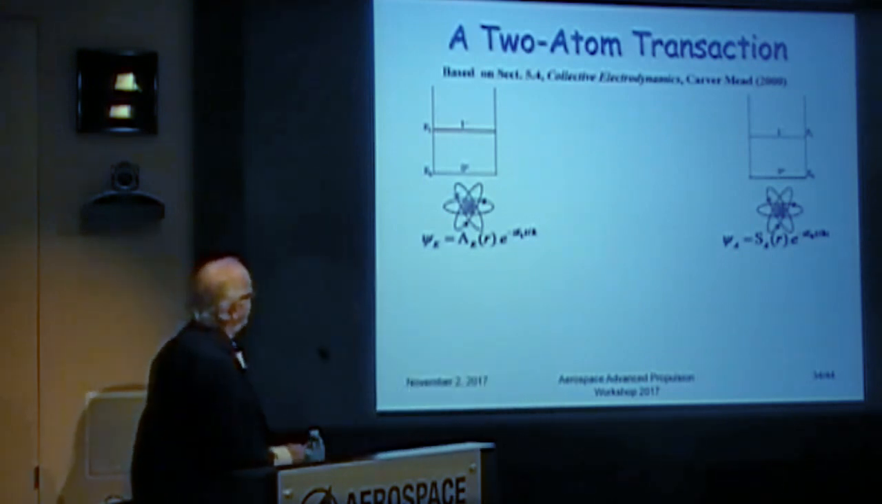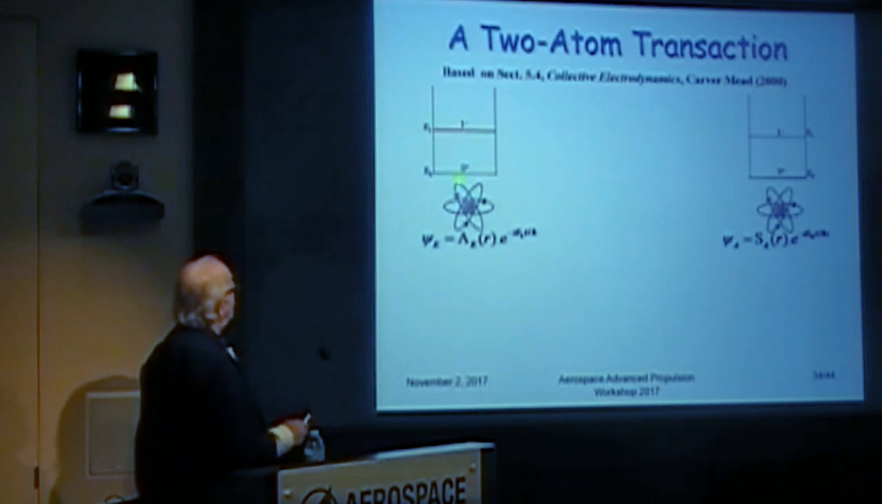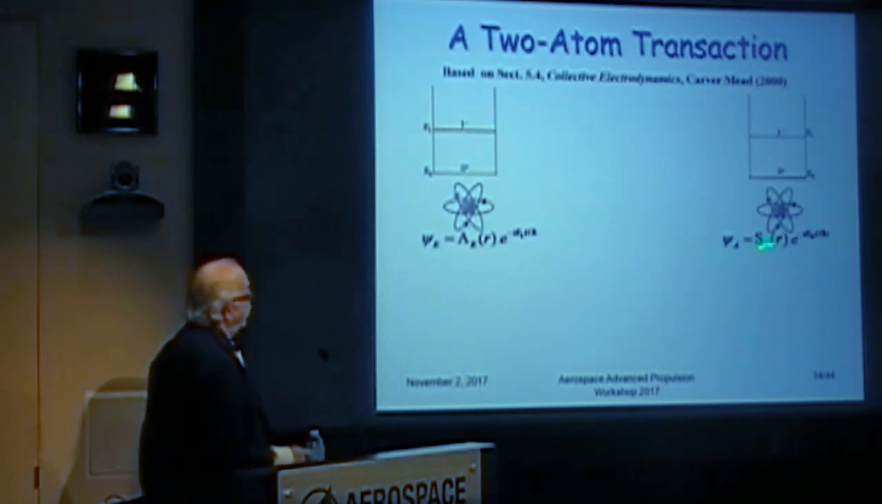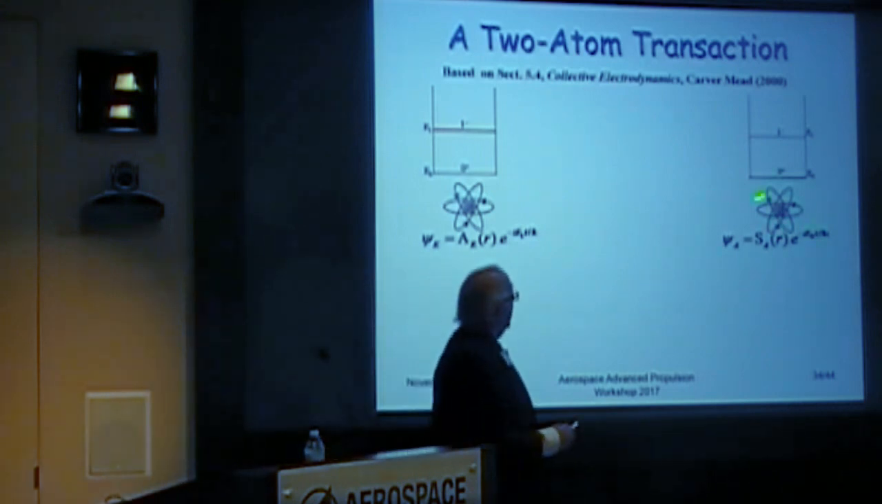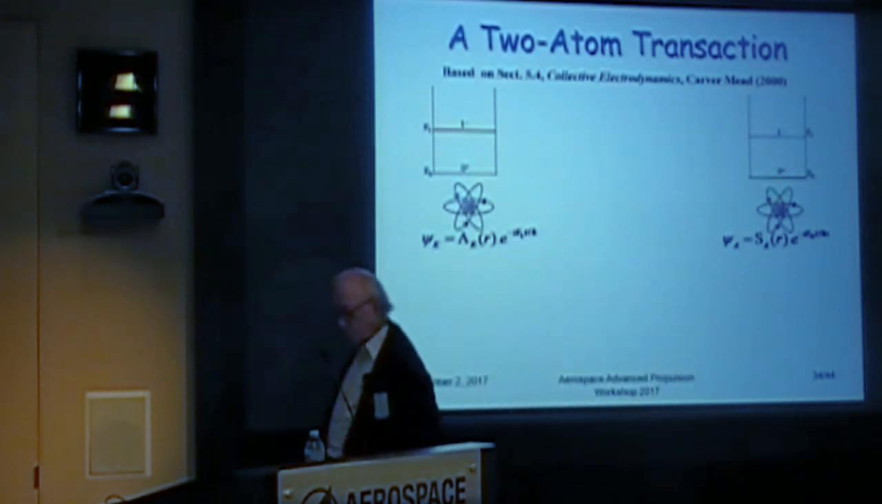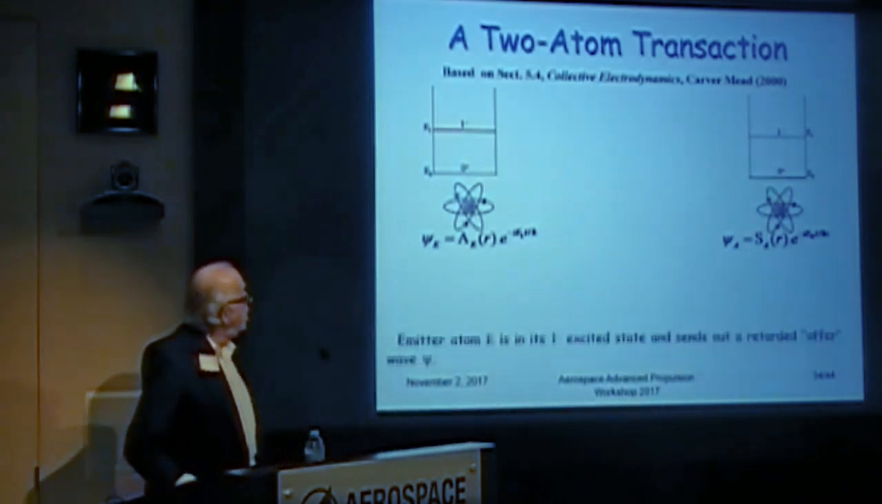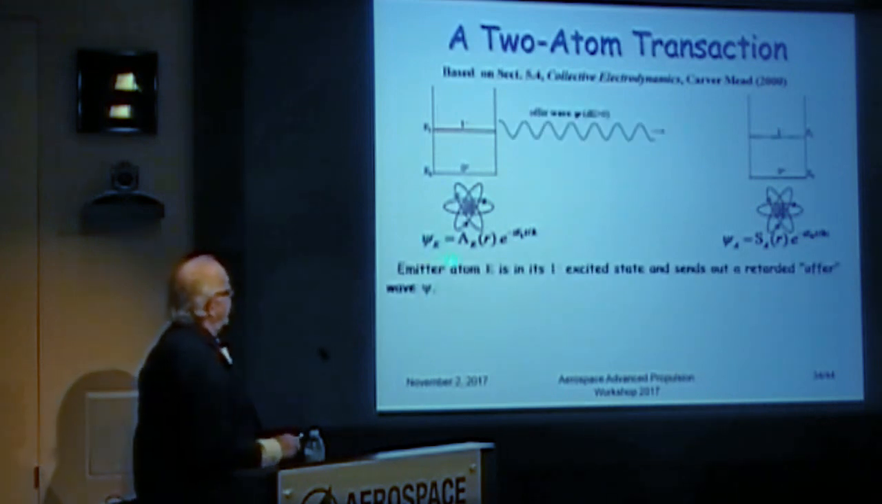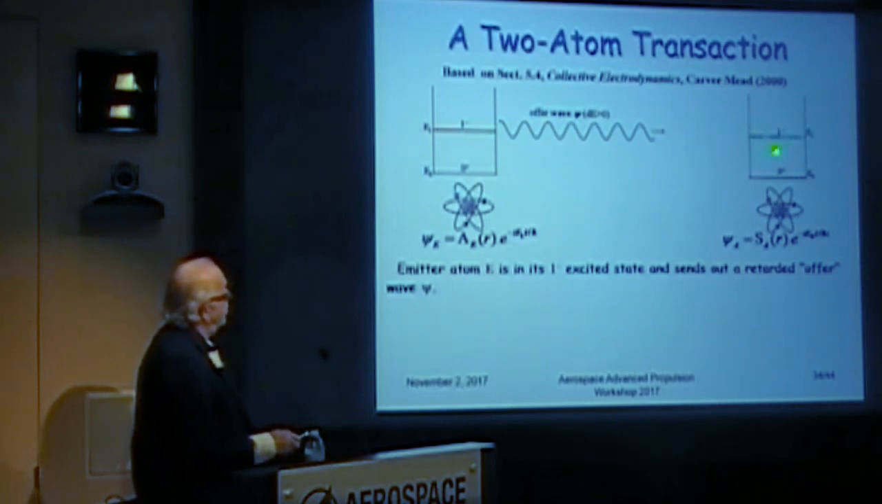Here we have an emitter atom. It's in a 1 minus excited state, ready to radiate. Over here we have a possible absorber. It's in the ground state. Notice that these are opposite parity. According to the transactional interpretation, the emitter atom in its 1 minus excited state sends out a retarded offer wave saying, hey, I'm over here and I'm in the 1 minus excited state, and this goes in various places.